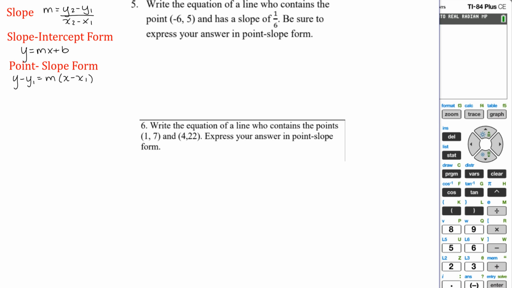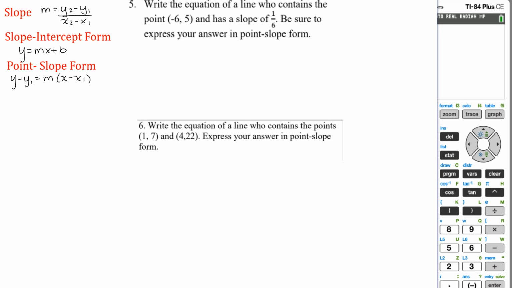So in class, we looked at number 5, which was write the equation of a line who contains the point -6, 5 and has a slope of 1/6. Be sure to express your answer in point-slope form. So now the state has given you the equation for point-slope form on the reference sheet. Because it says point-slope form, we are going to write down y minus y1 equals m times x minus x1.